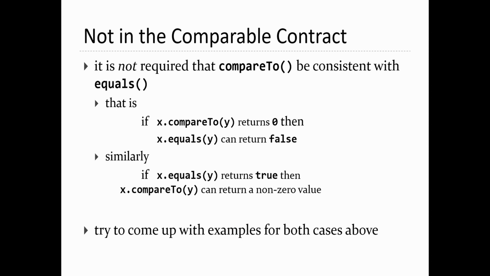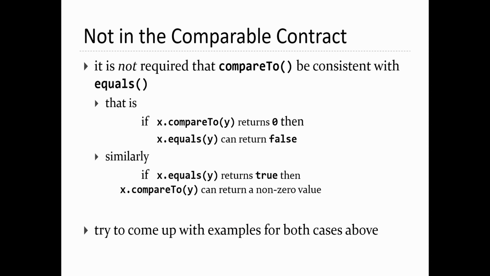So imagine a deck of playing cards. Cards have a rank and a suit. So you can say that two cards are equal if they have the same rank and the same suit. So the Queen of Hearts is equal to the Queen of Hearts, but the Queen of Hearts is not equal to the Queen of Diamonds, because the suits are different.